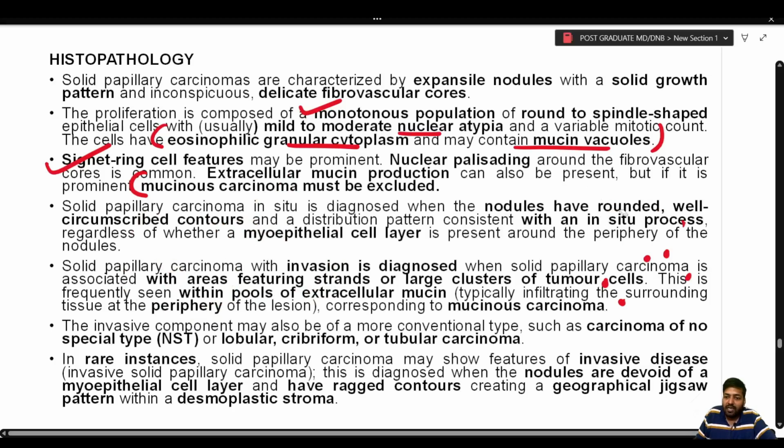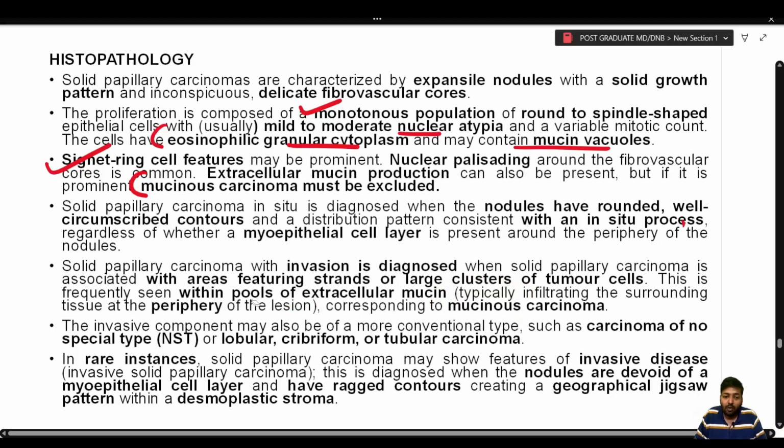But very importantly, the invasive component may also be of a more conventional type. So what we are trying to say is that solid papillary carcinoma in situ can occur with another carcinoma, most commonly mucinous carcinoma, but there can be other types of carcinoma like carcinoma of no special type, lobular, cribriform, tubular. So it is occurring in association.